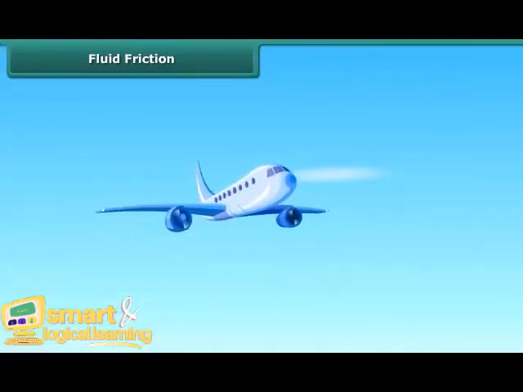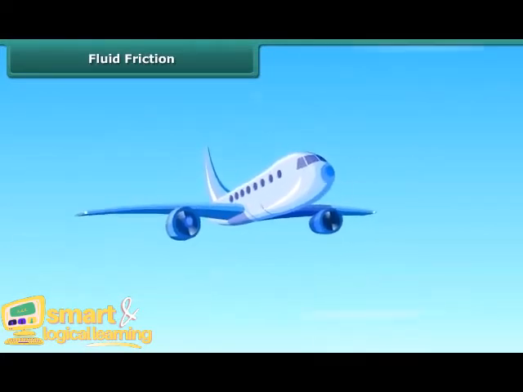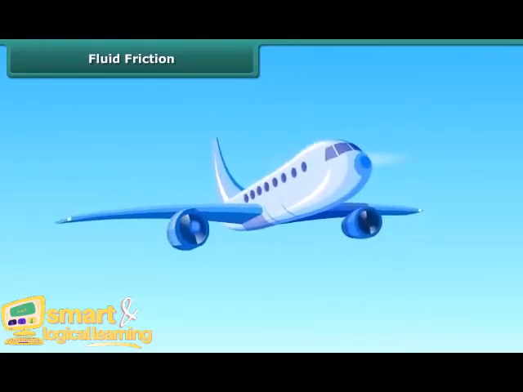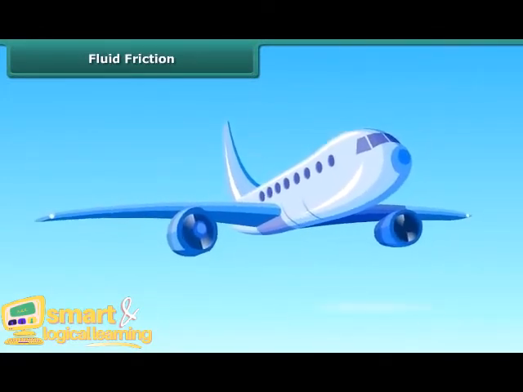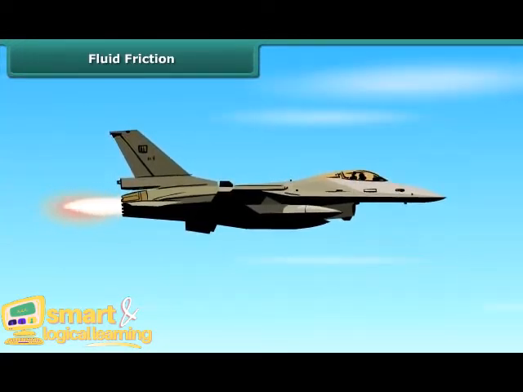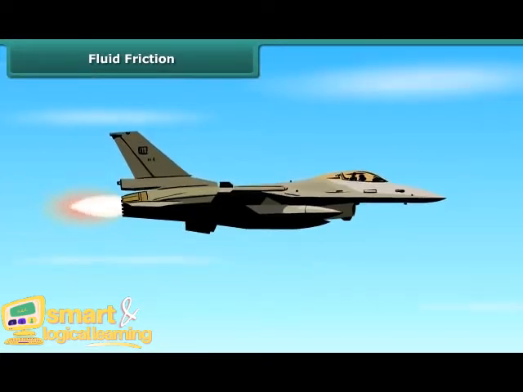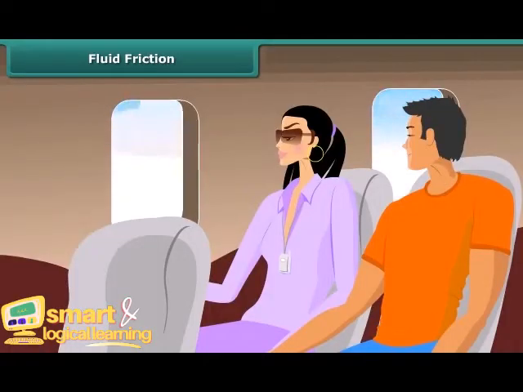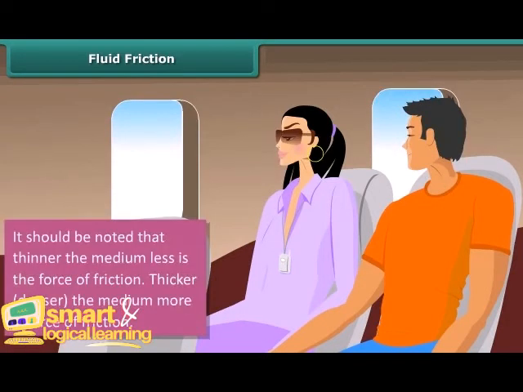Aeroplanes flying through air also face force of friction. Since aeroplanes move fast, the force of friction between them and the air is high. The jets and supersonics move with a faster speed than aeroplanes. While flying, these airplanes get heated on the surface from the heat generated due to the force of friction. The inside of the plane is insulated to protect the passengers from the heat generated on the surface. It should be noted that the thinner the medium, the less is the force of friction. The thicker and denser the medium, the more is the force of friction.